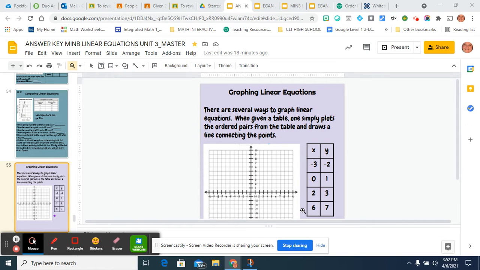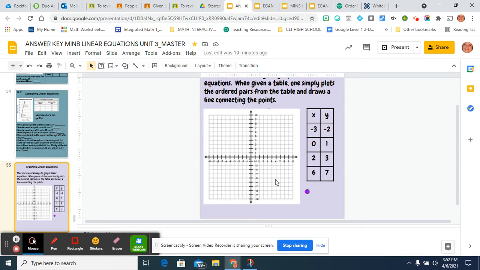Okay, today let's talk about graphing linear equations, and we're going to see that there are multiple ways for us to graph linear equations. But the first way that we're going to look at is what happens when they give us a table. So when we're given a table, all we have to do is plot the points that are in the table and then draw a line connecting them.